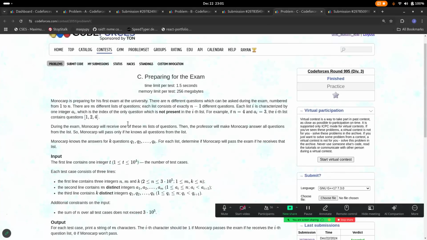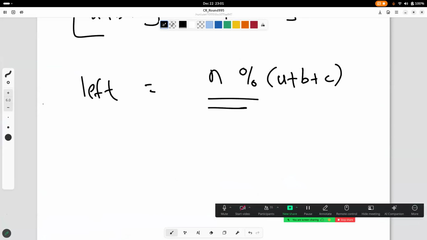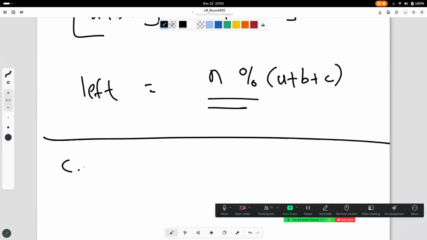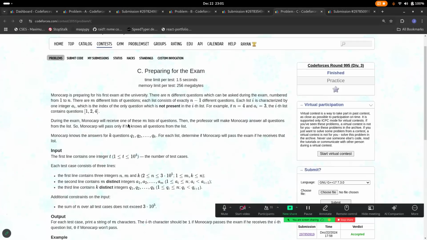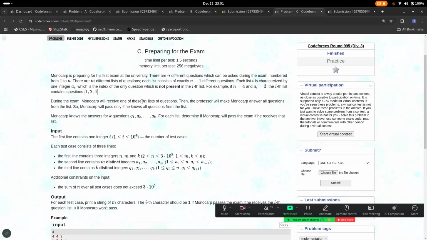Okay, now moving on to the next problem, problem C. This is Preparing for the Exam.